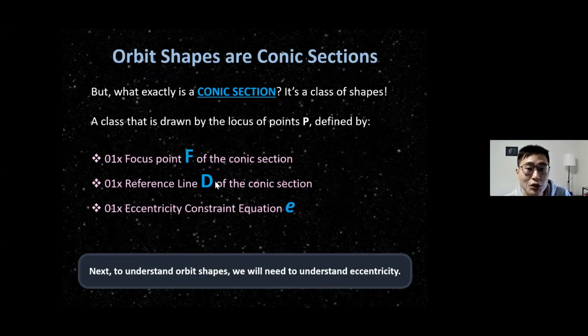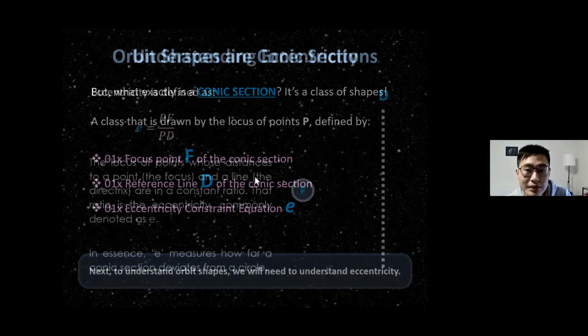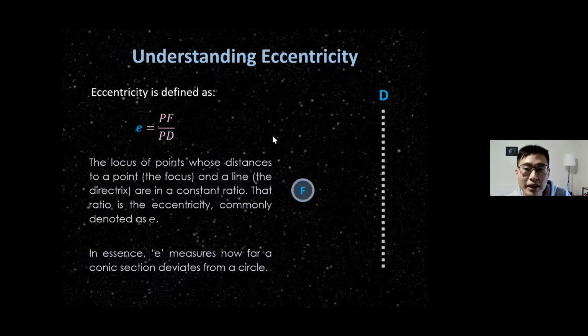We want to take a look at what a focal point is and a reference line. So I'm going to introduce two very alien terms here. In geometry, an eccentricity is defined as the ratio between PF and PD. I'm going to explain what P is, what F is, and what D is. First, F is a particular focal point.